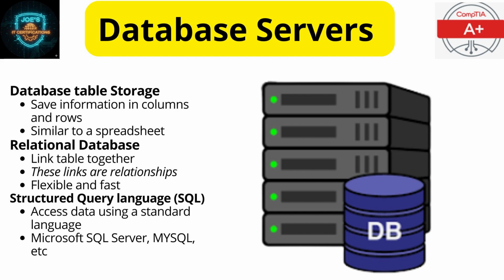That way, you can have separate links where different types of data have relationships to other types of data in other tables. This creates relationships between different tables and allows you to easily link data together and find exactly what you're looking for. A standard language used to store and retrieve information from this database is known as Structured Query Language.